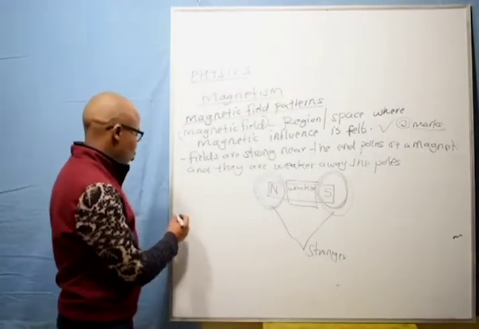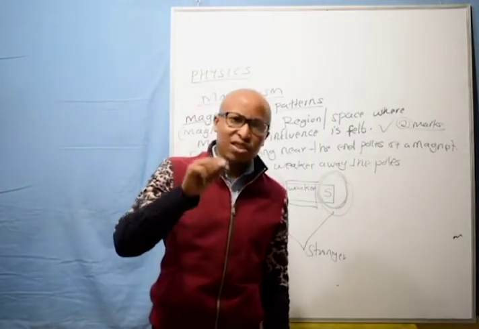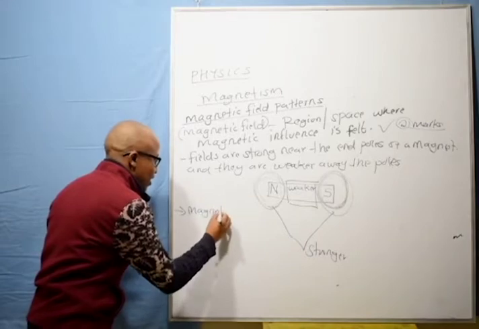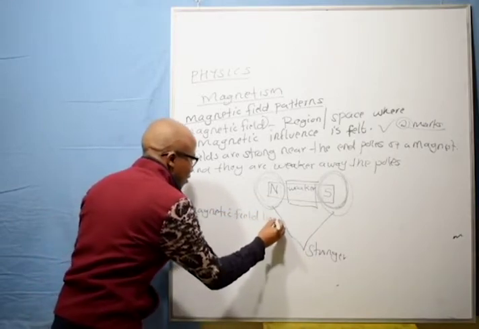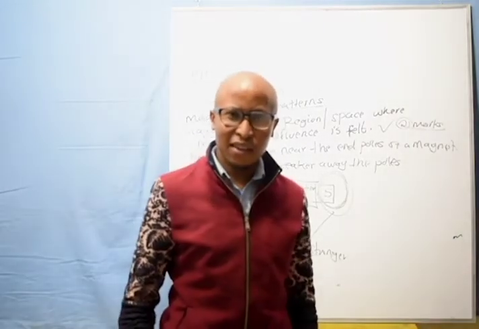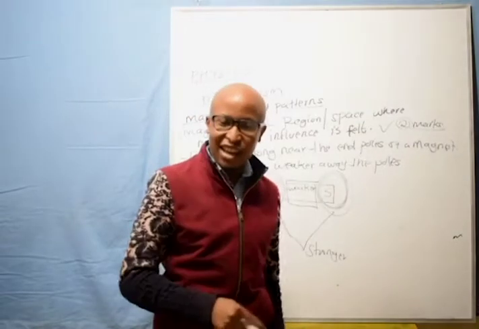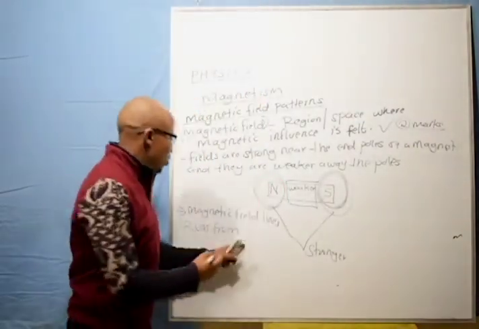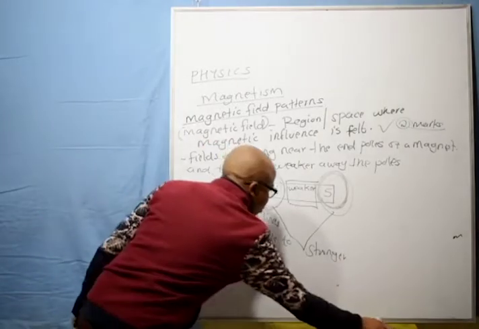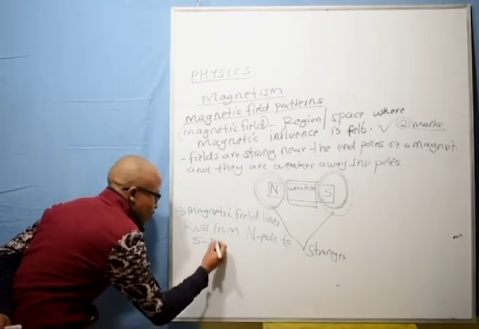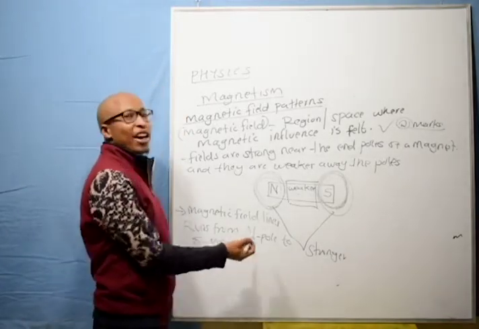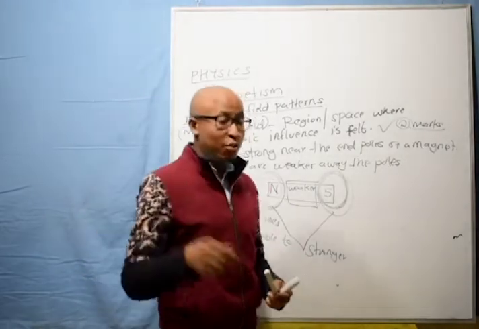Knowing that, the next thing to note is the magnetic field lines. Where do they run from? I will answer for today, but next time you are the one who is going to answer. They run from North Pole to South Pole. Today I've answered you, but next time I will ask you, where do the lines run from? They run from North Pole to South Pole.